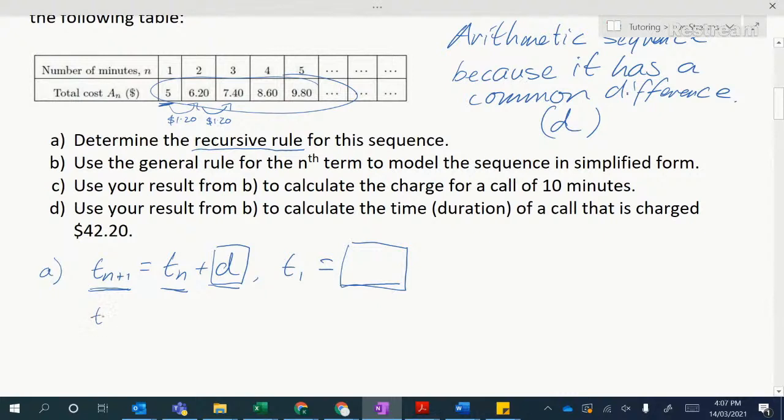So the correct answer for this would be a common difference of $1.20, and the first term is 5. Okay, not too hard so far.